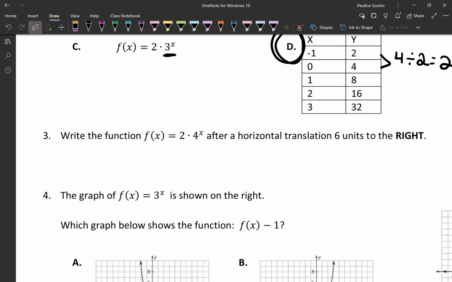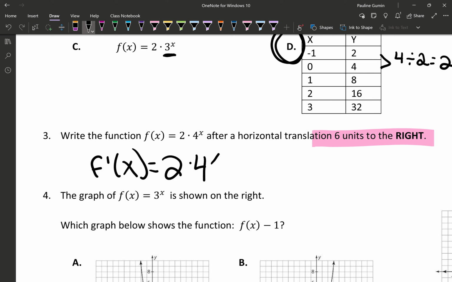Number 3 asks us to write this function after a horizontal translation 6 units to the right. The first thing I'm going to do is rewrite this as f prime of x, because that means it's transformed. 2 times 4 to the x stays 2 times 4 to the x, and in order to translate our function 6 units to the right, we're going to subtract 6 up here from our exponent.